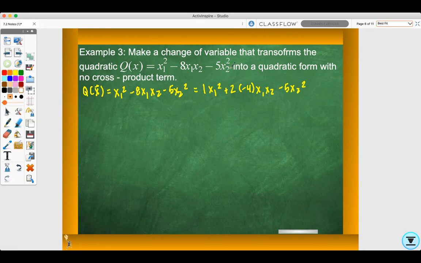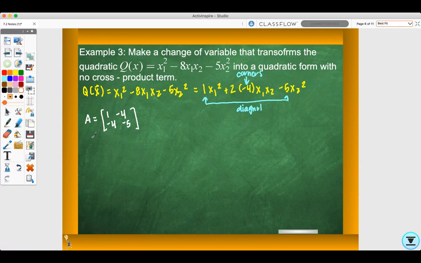So here, this negative 4 gives the off-diagonal entries of our matrix. And this 1 and negative 5 is our diagonal. So our matrix A is now going to be 1, negative 4, negative 4, negative 5.